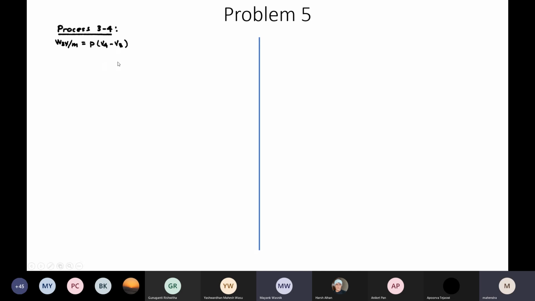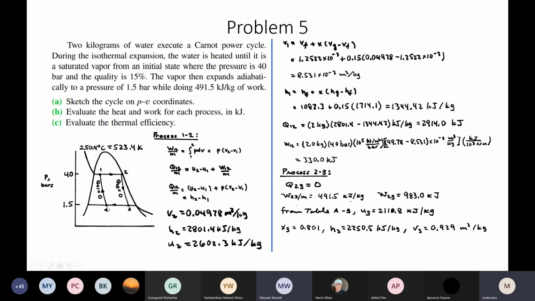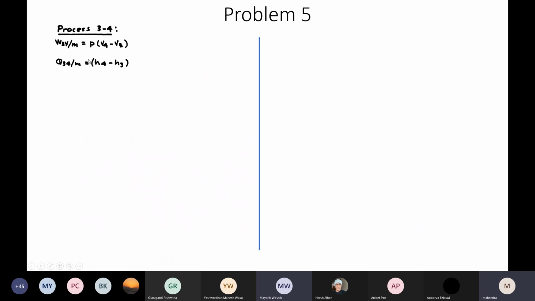Process 3-4. Process 3-4 is what? Constant pressure, heat rejection process in the condenser. Yes. There again, we are calculating in terms of enthalpies. How can we get these enthalpies? First, you need to have idea about H4. H3 we have calculated over here anyhow. You need to have idea about H4. But here we don't know dryness fraction again.